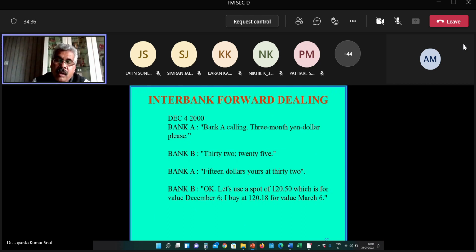So if Reliance gets the export order, then it will keep the forward contract. If Reliance does not get the export order, it will close the forward contract. And whatever profit or loss it has, it will bear.